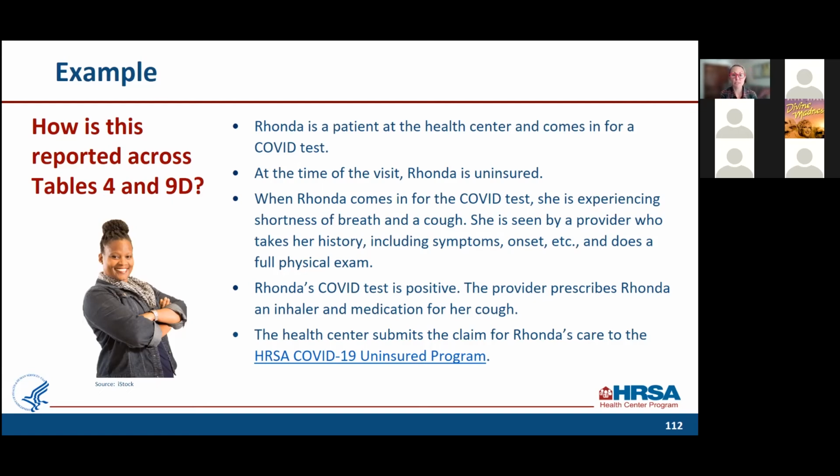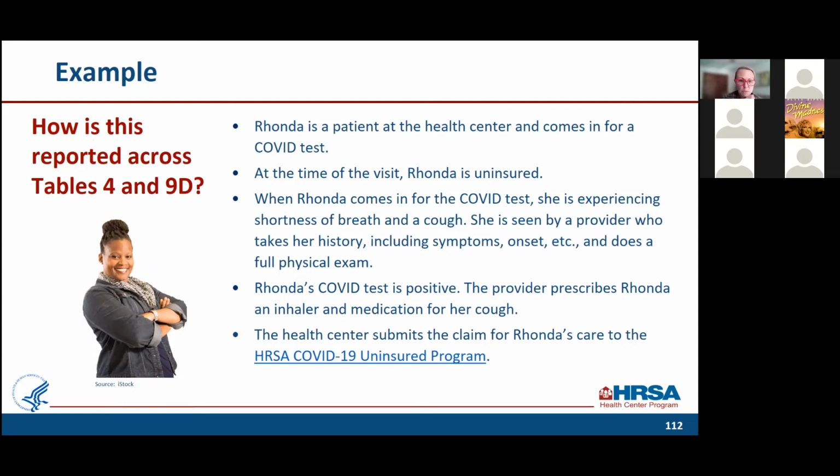When Rhonda comes in for the COVID test, she's experiencing shortness of breath and a cough. She's seen by a provider who takes her history, including symptoms and onset, and does a full physical exam. Rhonda's COVID test is positive and the provider prescribes Rhonda an inhaler and some medication for her cough, and the health center submits the claim for Rhonda's care to HRSA's COVID-19 uninsured program. So think about, where would Rhonda be reported on table 4? Remember, what would you determine about her primary medical insurance?